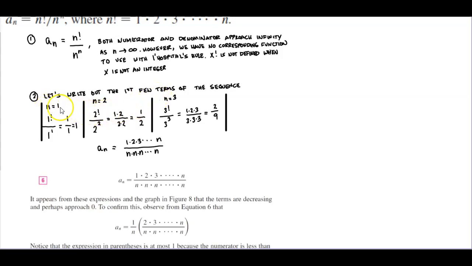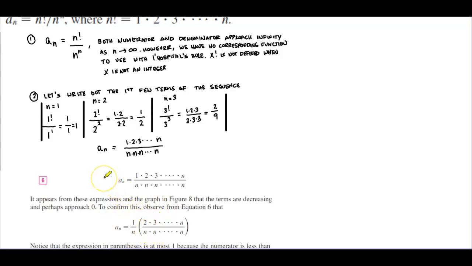When we plug in n is equal to 1, we get 1 factorial over 1 to the 1 power, which ends up equaling 1 divided by 1, which is equal to 1. If we plug in n is equal to 2, then we get 2 factorial divided by 2 to the second power. 2 factorial is 1 times 2. 2 squared is 2 times 2, which gives us 1/2. When n is equal to 3, we get 3 factorial divided by 3 to the power of 3. And so that's going to equal 1 times 2 times 3, divided by 3 times 3 times 3, which is equal to 2/9.